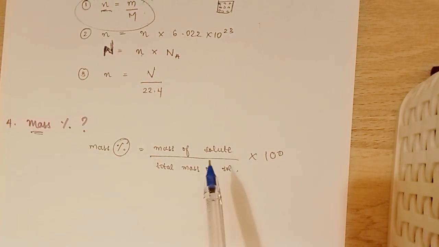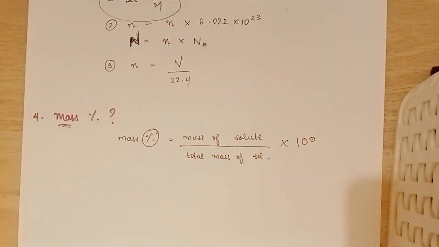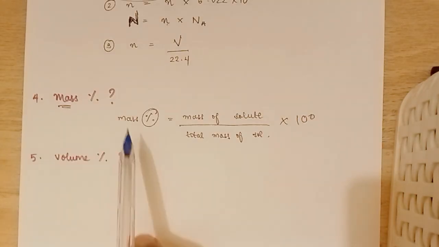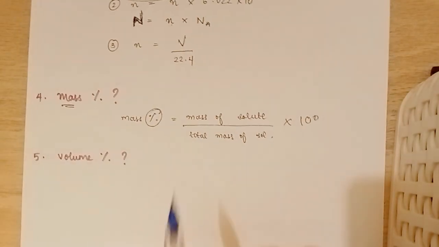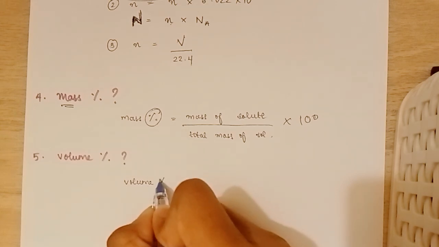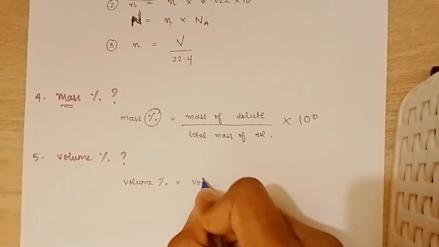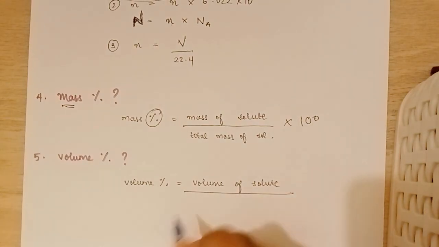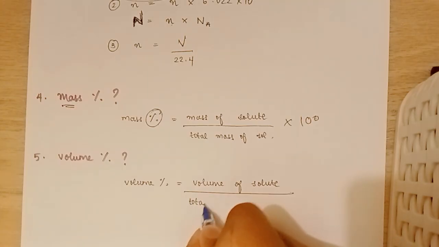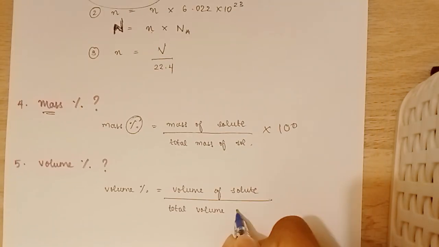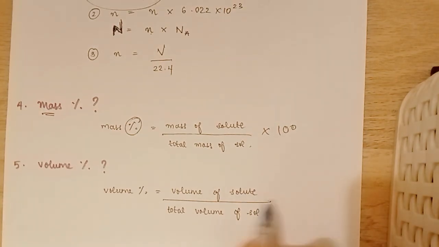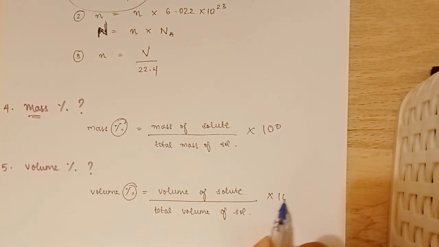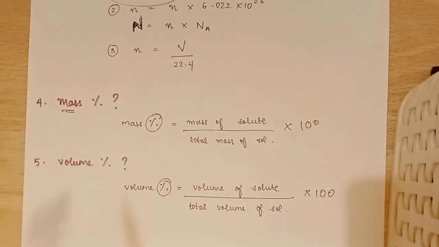If you're having doubts with this kind of equations, when you practice more and more questions, this will be easier for you, and we'll be doing that later. If this is the equation for mass percentage, then what will be the equation for volume percentage? Just like this, volume percentage is equal to volume of the solute divided by total volume of solution. And again, when percentage is given, multiply this with 100. So this is the equation for volume percentage.